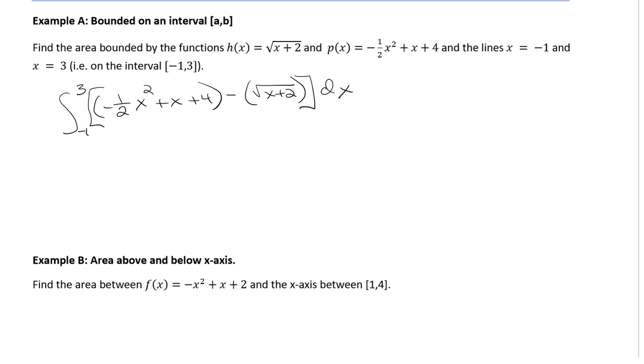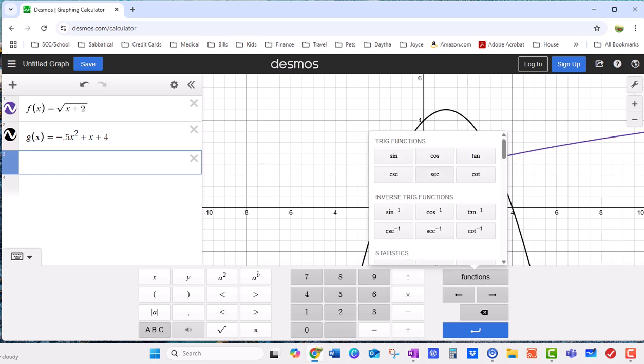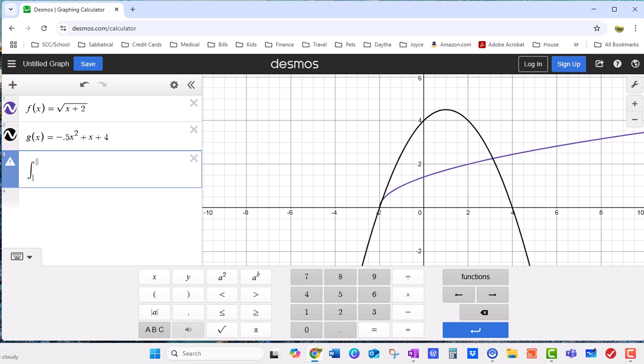And we can take that integral by hand, but knowing that we're going to be working with a lot more complicated integrals, I'm going to let you use your calculator on some of these. To find that integral in Desmos, we can use the keyboard again if we want to. We can go to Functions, down to the Calculus functions, and we can put in our integral symbol. We can also just type in int, stop there, and then it will show up. We're going from -1 to 3.